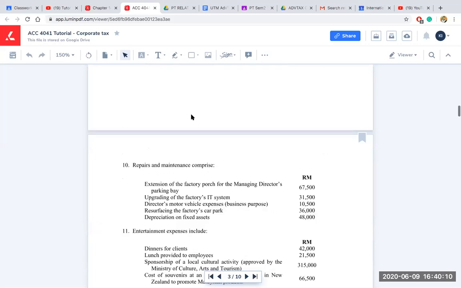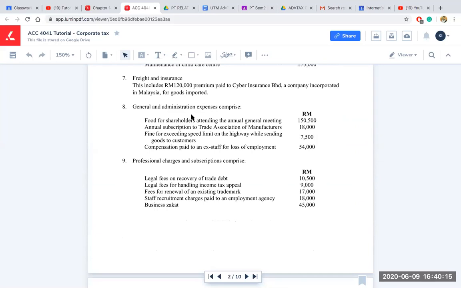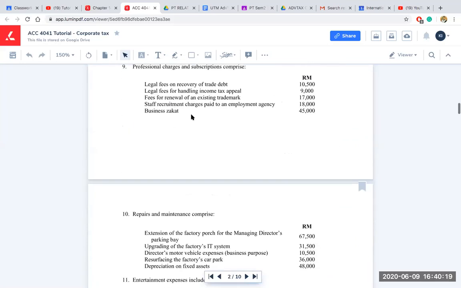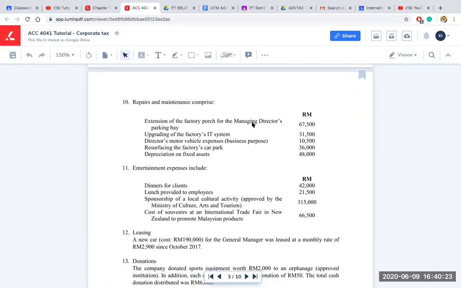Nampak tak tadi I dah suruh buat note kan? Itulah. IT system. Ni lah, repair and maintenance note number 10. Nampak? Yang ni lah, Porsche ni. Porsche ni jatuh dalam industrial building allowance. So you ada 67. So you kena buat satu another worksheet untuk your working.